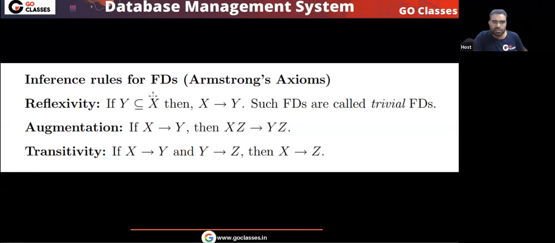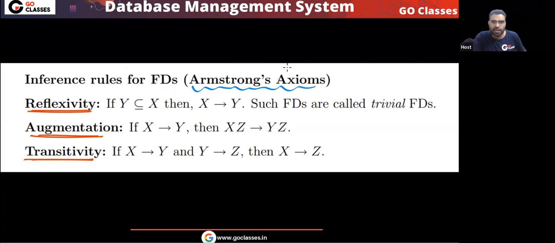So we have seen all these three rules. Please tell me, did you understand? Let me know. All the three rules we have seen, did you understand? Okay, so this is the idea. Now let me tell you that these three rules that we have seen are called Armstrong axioms. Okay, what is the name? The name is Armstrong axioms.